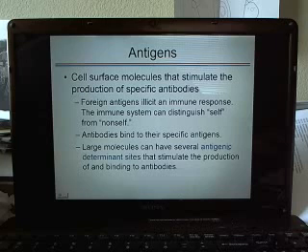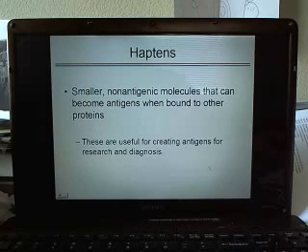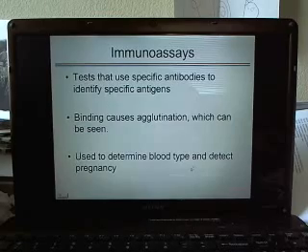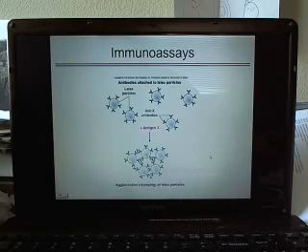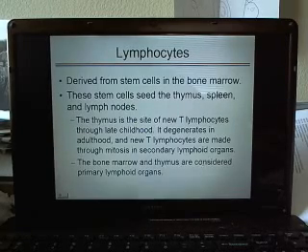Molecules have different sites that the immune system recognizes as foreign. Those are antigenic determinant sites. Haptens are molecules that antigens can be bound to, which make them more effective, especially in creating vaccines. They make them more antigenic, or make the body more apt to make the antibodies against it. Immunoassays we use, I'm not going into that again.